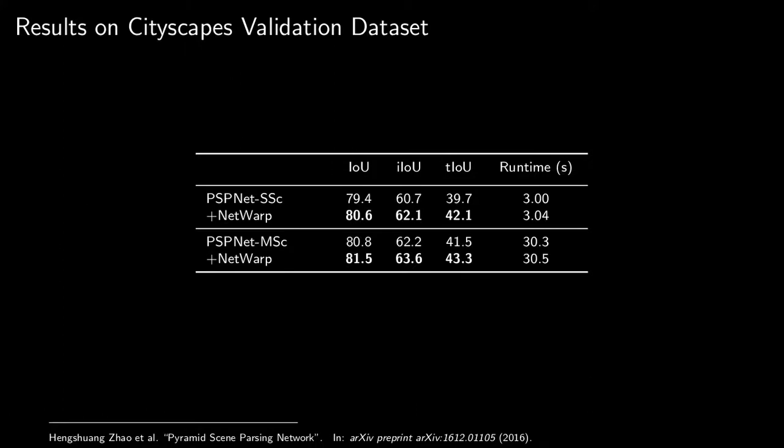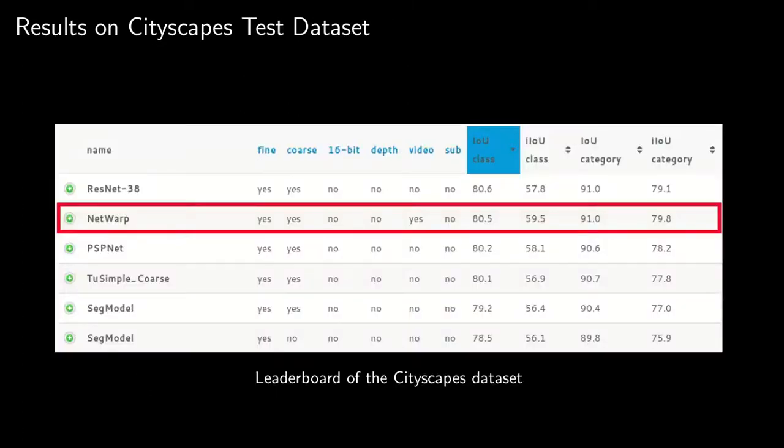We observe similar improvements across 3 different metrics on the Cityscapes validation and test sets. With only few milliseconds overhead, we see improvements in both the single and the multi-scale versions. We find that the NetWarp augmented PSPNet is on par with the current top-performing method. It outperforms current top models in terms of instance IOU by a significant margin of 1.4%.